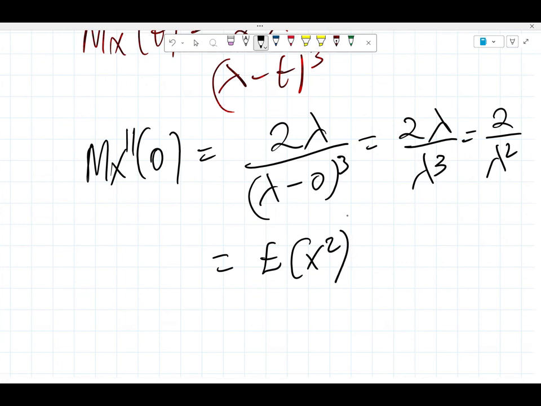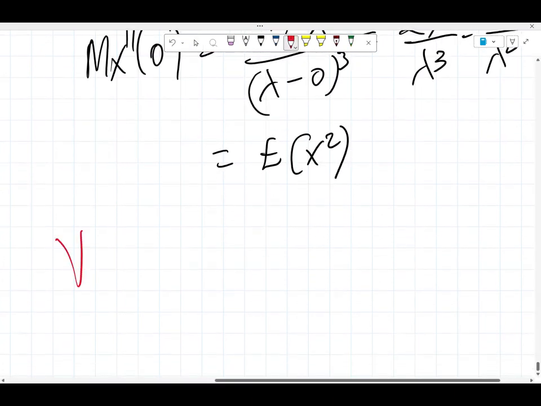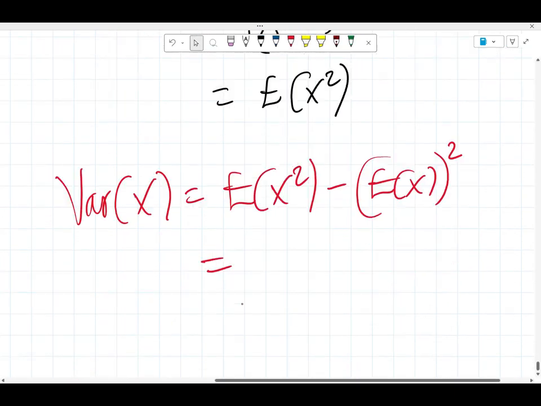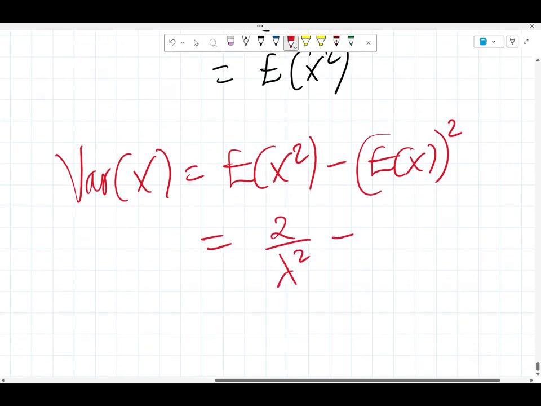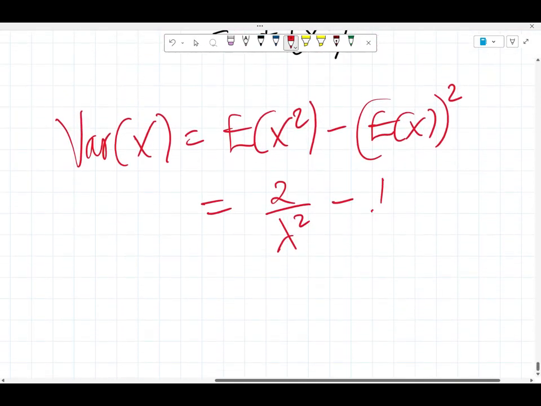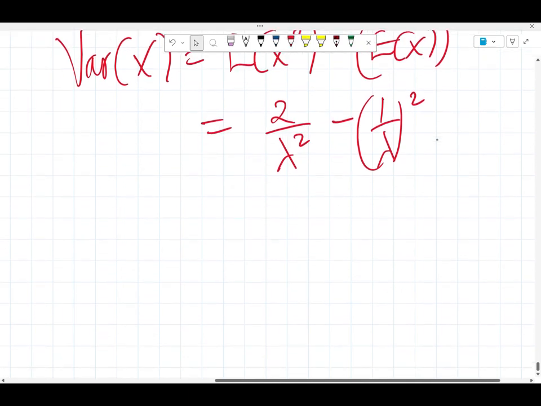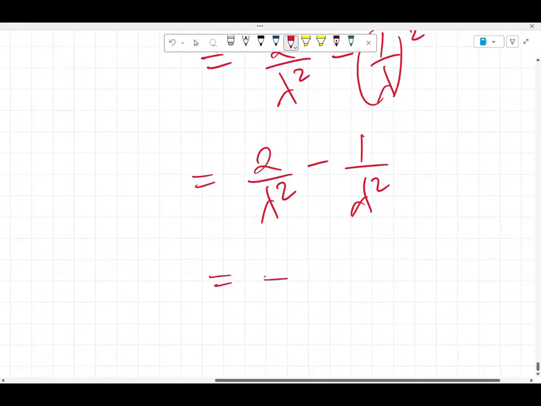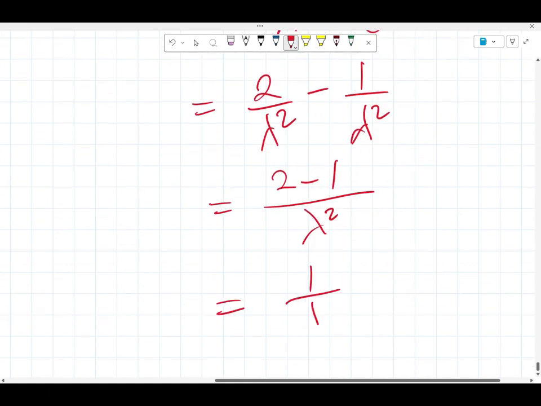and it is the same thing as expected value of x squared. So to get the variance, we know the variance of x is equal to expected value of x squared minus expected value of x all squared. So expected value of x squared, which we got now, is 2 over lambda squared. Expected value of x that we already got before was 1 over lambda. So we have 1 over lambda all squared. That means we have 2 over lambda squared minus 1 over lambda squared. So that's 2 minus 1, which is 1 all over lambda squared.